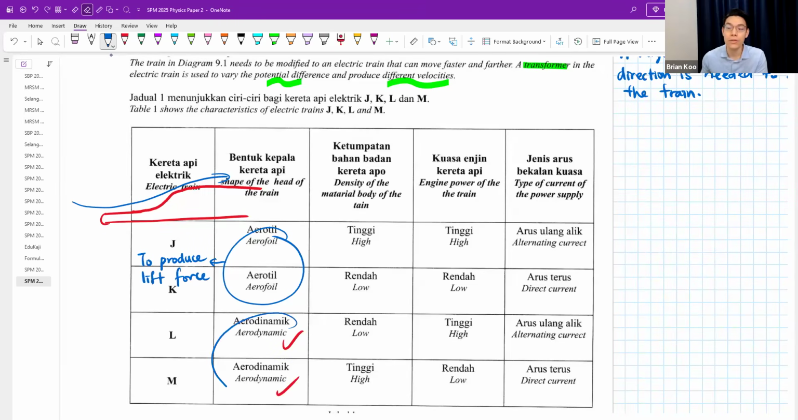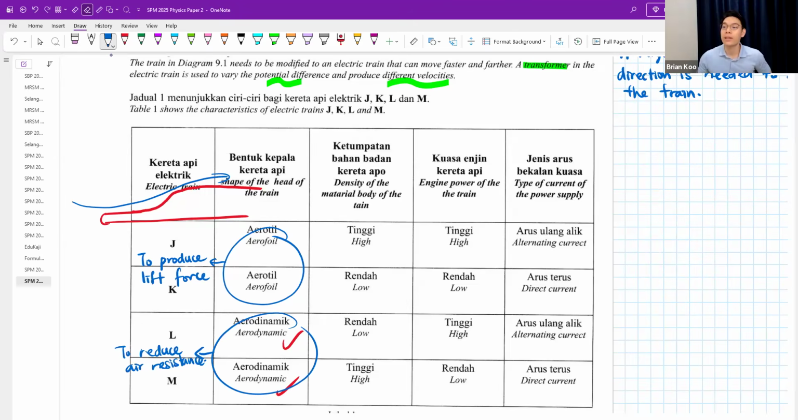Okay, so if anyone is confused between aerodynamic and aerofoil, this is the difference. Aerofoil is for aeroplane wings to produce lift so that you can lift the aeroplane higher. Aerodynamic is to reduce air resistance, reduce air drag. Air drag, air resistance also can.